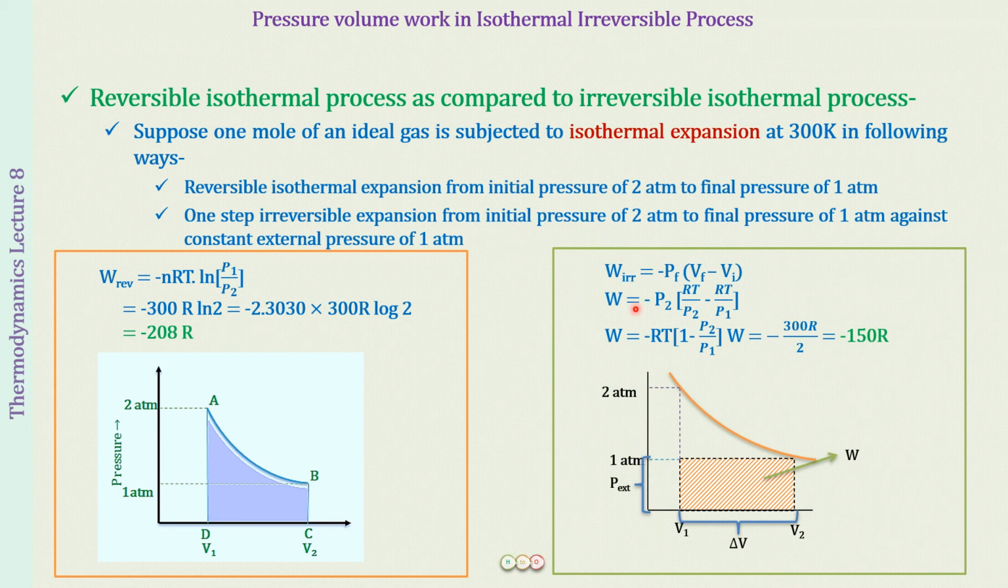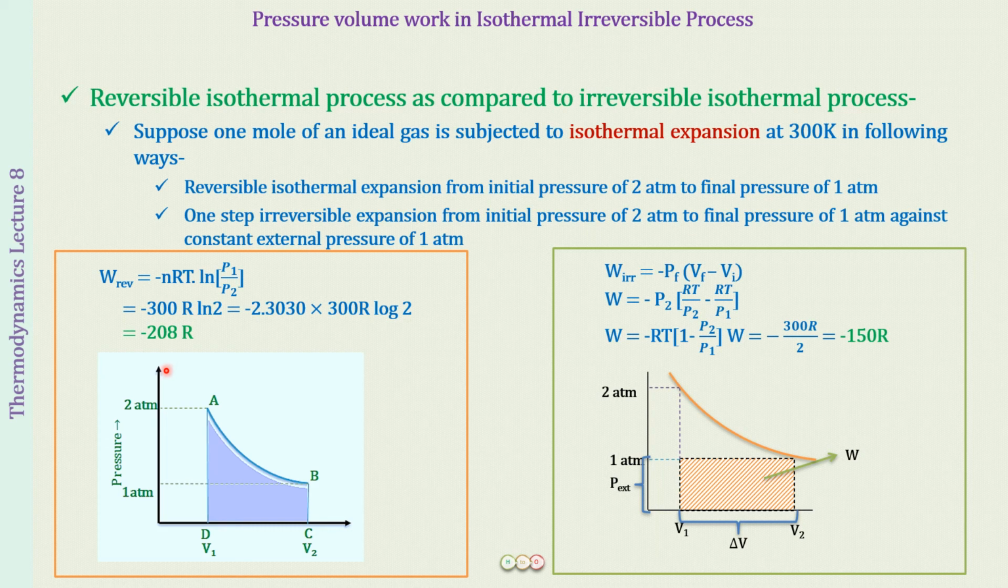So for the irreversible process, we have P external into delta V with the negative sign. That will be the formula for the irreversible process. So P final or P external, this will be equal to P2, and the value that you will be putting for the volume will be RT by P2 minus RT by P1, the derivations that we've already done. So you are going to just put these values, and what you will be finding is that this value comes up as minus 150 R. The minus signs, what are they denoting? They are denoting that work is done by the system.